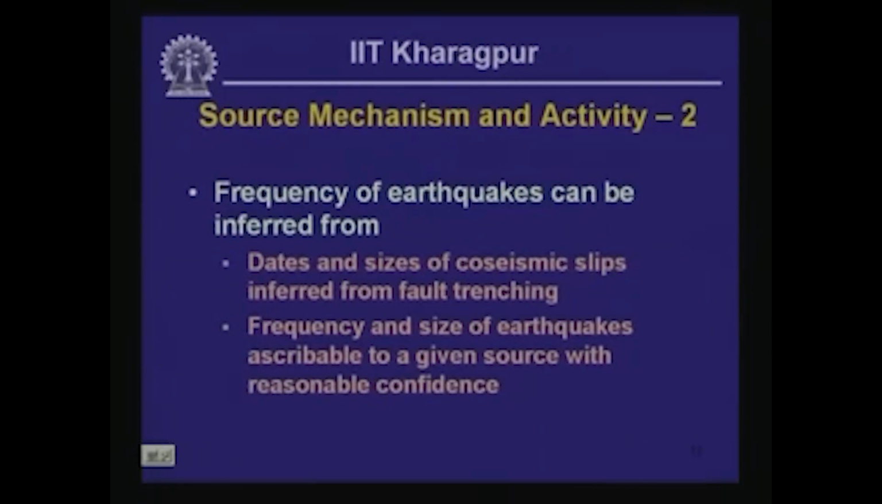Now, the frequency of the earthquake can also be inferred, as I indicated, from the dates and sizes of coseismic slips inferred from fault trenching, and the frequency and size of earthquake ascribable to a given source with reasonable confidence. Either one of these two can tell us the frequency of an earthquake that is likely to occur because of the activity of a certain individual source.